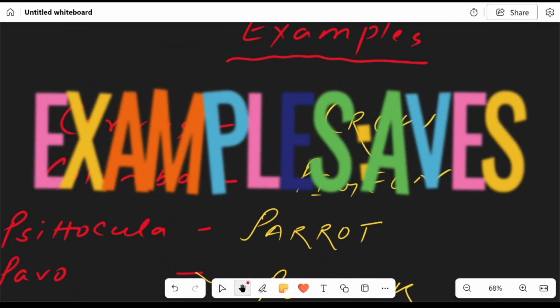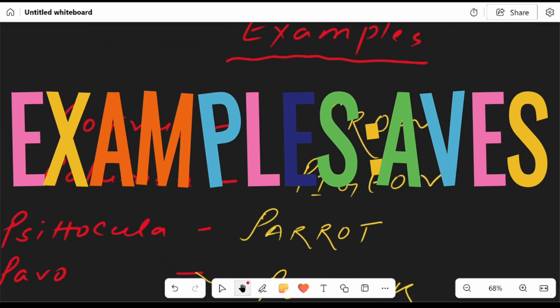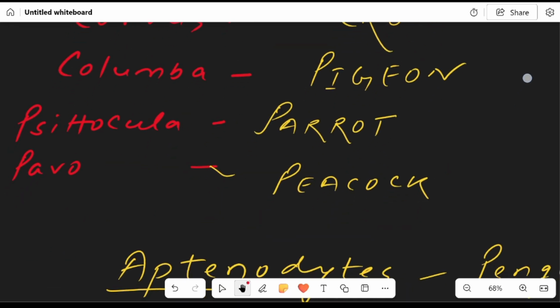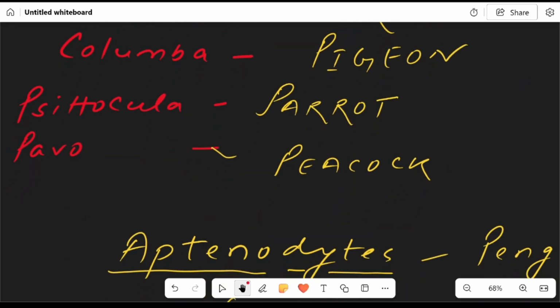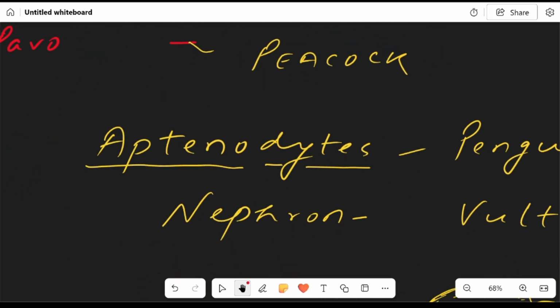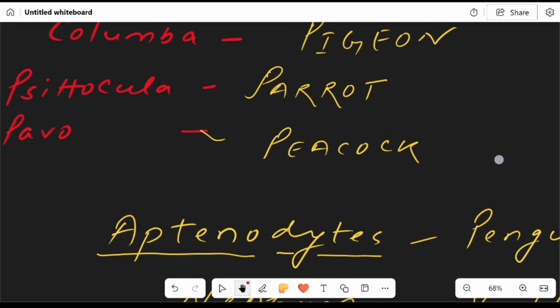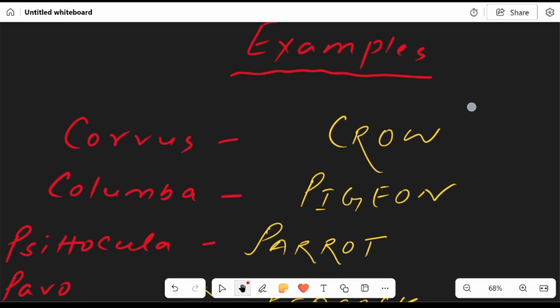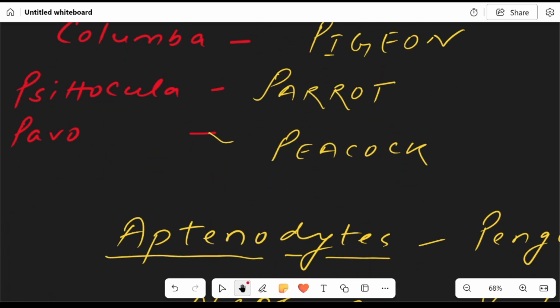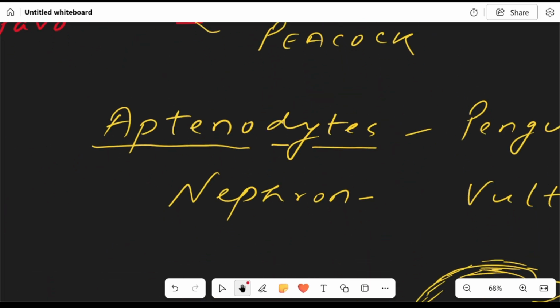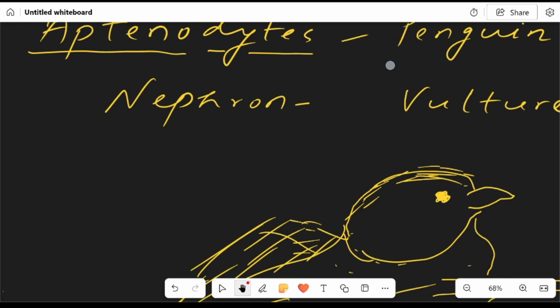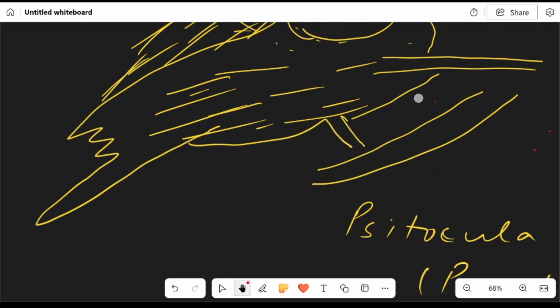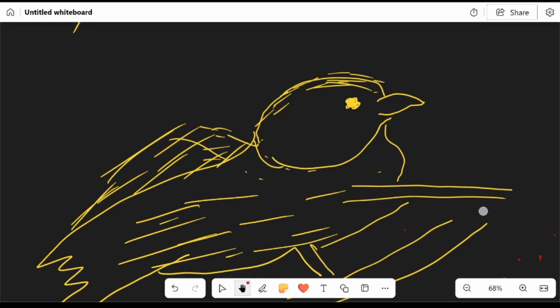What are the examples? Corvus, crow; Columba, pigeon; Psittacula, parrot; Pavo, peacock; Aptenodytes, penguin; Neophron, vulture.